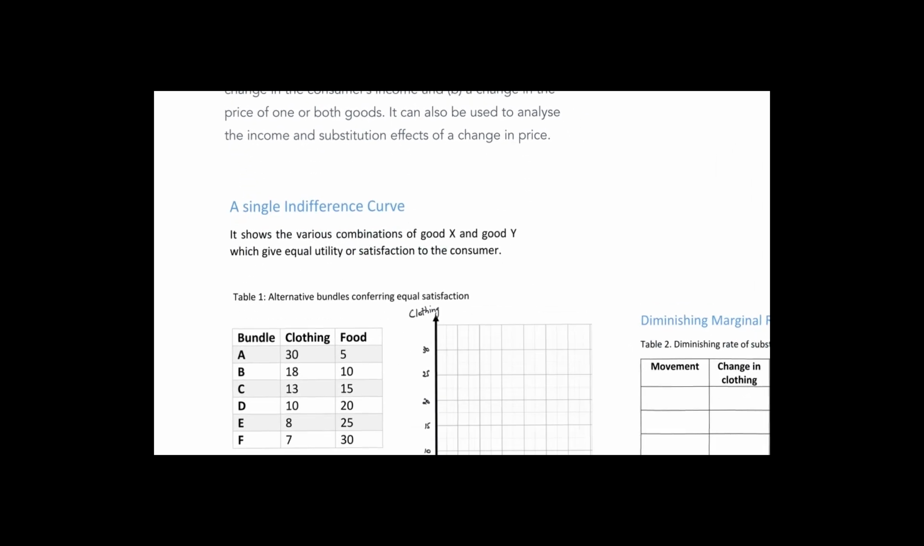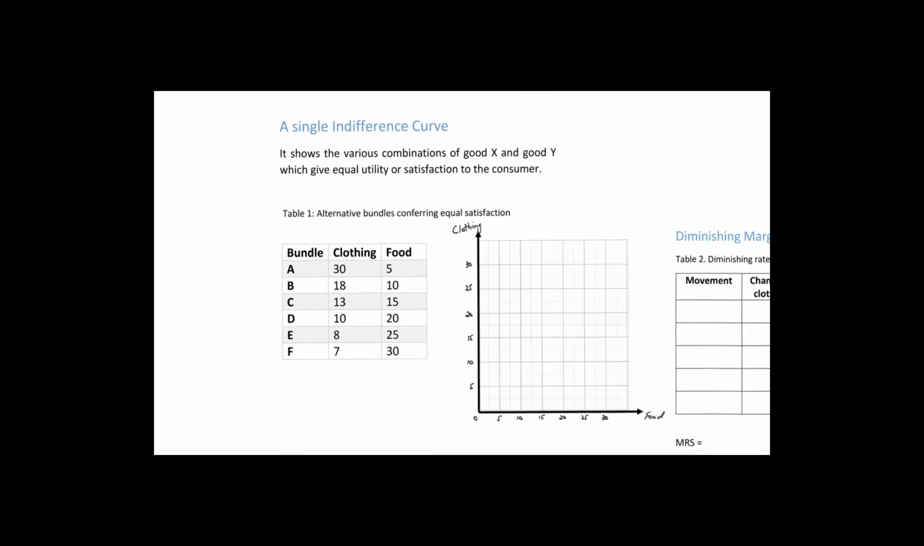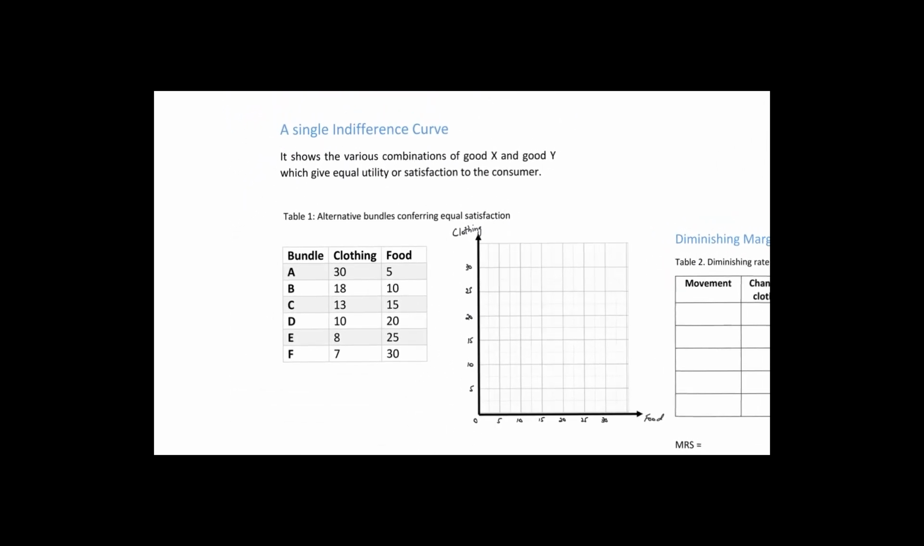So for that, the first thing we're going to start off with is a single indifference curve. What is a single indifference curve? Well, this is your definition for it: a single indifference curve shows various combinations of good X and good Y which give you equal satisfaction. This is a very major point that you have to add.